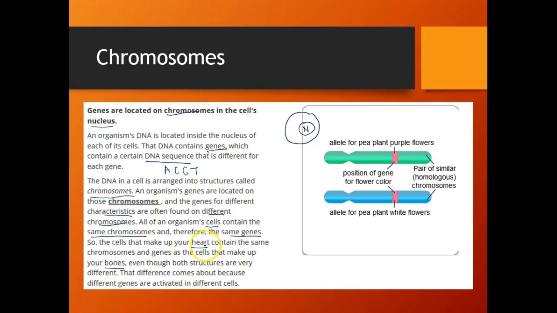And the reason why that is so is because there are different genes that are actually activated. So we may have the same DNA in every single cell, but different genes in our chromosomes are activated depending on what type of cell it is. So a heart cell will have different genes activated than your bone cells.